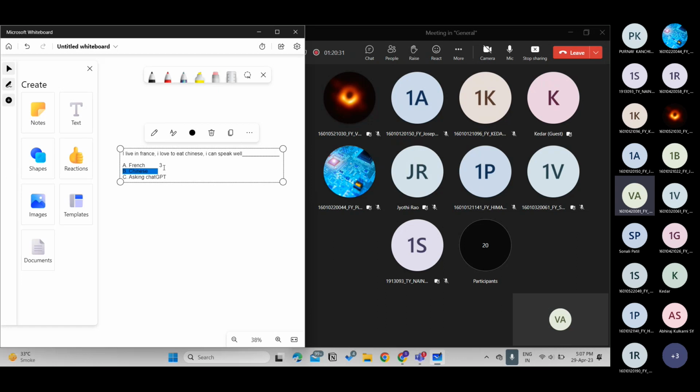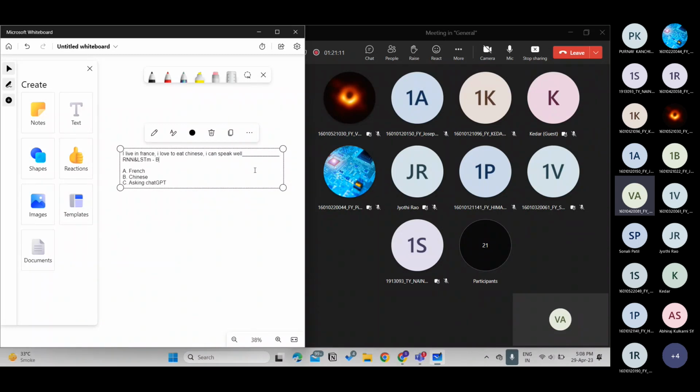Okay. So the thing is, you all are correct, but you are wrong at the same time. The sentence says that you live in France and you love to eat Chinese. It doesn't say that you live in China or any other country where that language is spoken. So the answer would have been French, correct? But if I ask the same question to RNNs or LSTMs, they will answer option B, that is Chinese.